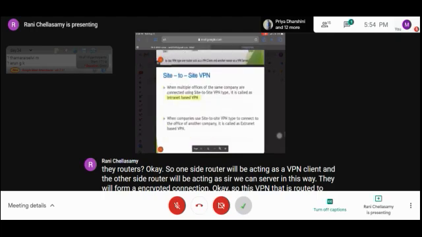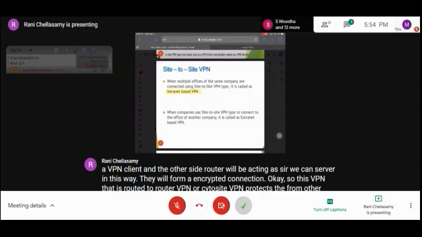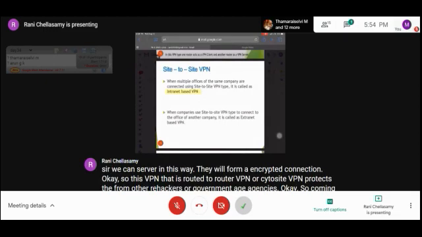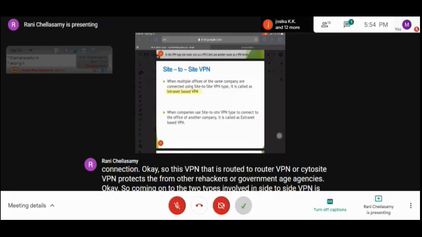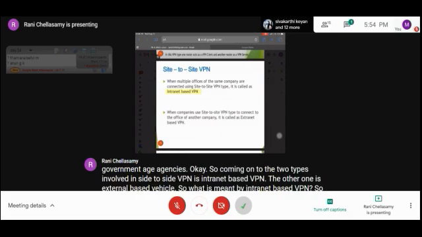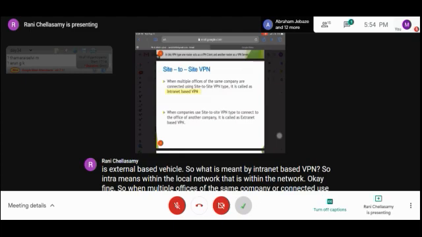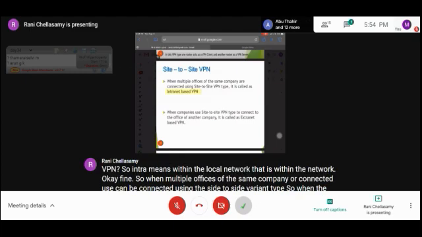So coming on to the two types involved in site-to-site VPN: one is intranet-based VPN, and the other one is extranet-based VPN. So what is meant by intranet-based VPN? Intra means within the local network, that is, within the network. Okay, fine. So when multiple offices of the same company are connected using the site-to-site VPN type, that is intranet. When a company uses the site-to-site VPN type to connect to the office of another company, then it is called the extranet-based VPN.